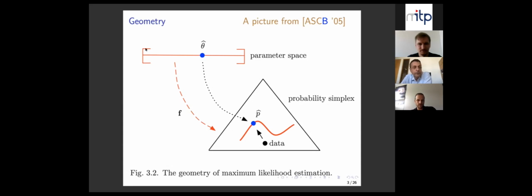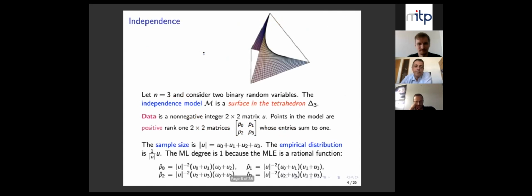Often the model is given in parametric form, so there's a low-dimensional parameter space of which the model is the image under some map F, and we can ask either for the maximum likelihood distribution, p hat, or for the maximum likelihood parameters. And in ideal situations, this will be one-to-one or locally one-to-one, or identifiable, as statisticians would say. That's the geometric picture to keep in mind.